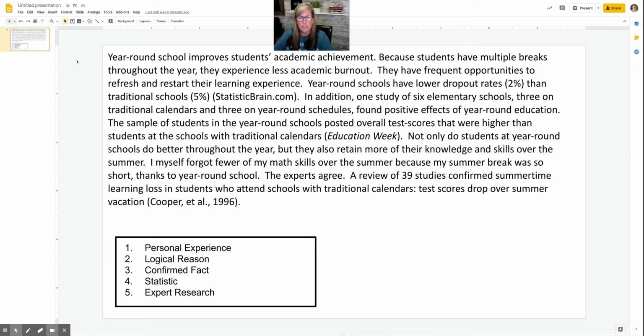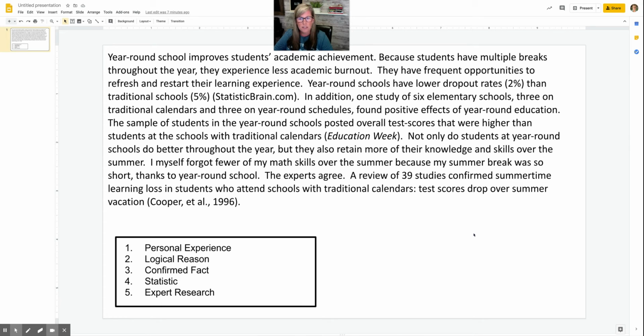It says, year-round school improves students' academic achievement. Because students have multiple breaks throughout the year, they experience less academic burnout. They have frequent opportunities to refresh and restart their learning experience. Year-round schools have lower dropout rates, 2%, than traditional schools, which are 5%. In addition, one study of 6 elementary schools, 3 on traditional calendars and 3 on year-round calendars, found positive effects on year-round education. The sample of students in the year-round schools posted overall test scores that were higher than the students at the schools with traditional calendars.